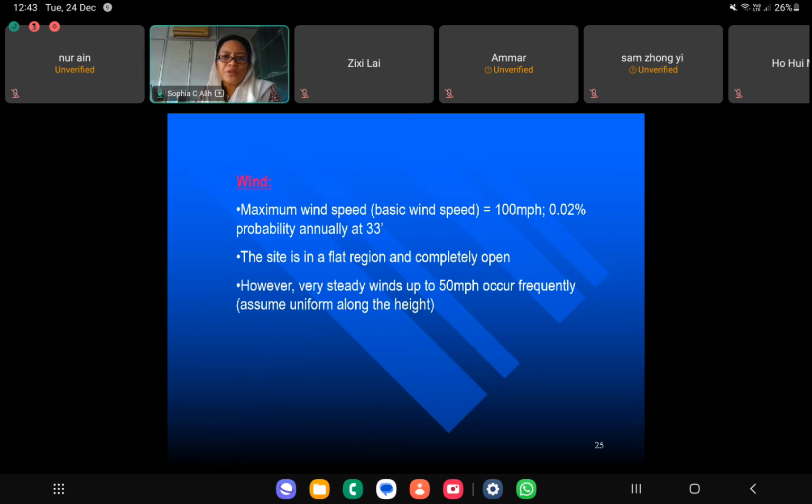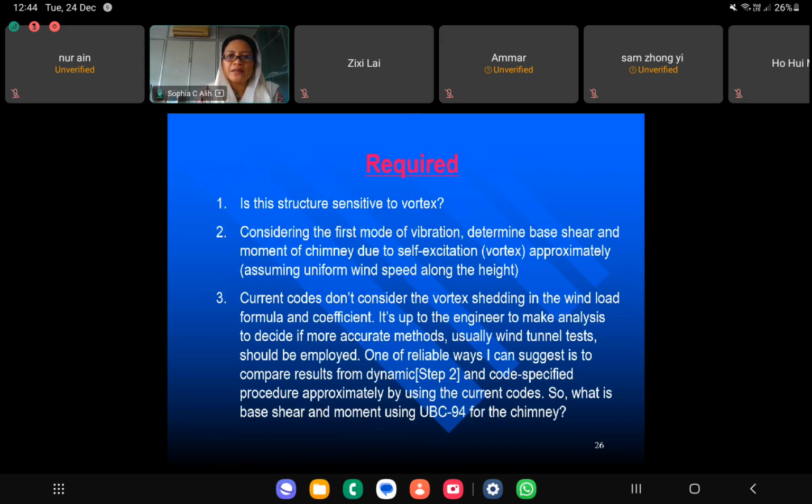Now, the wind velocity given to you is 100 miles per hour at a probability of 0.02 annually, and the site is flat and open. However, you also have a steady wind speed of 50 miles per hour. That is what you have for this example. And it asks whether the structure is sensitive to vortex shedding. It also asks you to calculate the base shear and the moment due to self-excitation coming from the vortex.